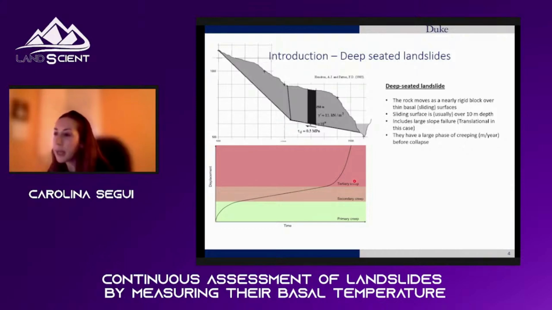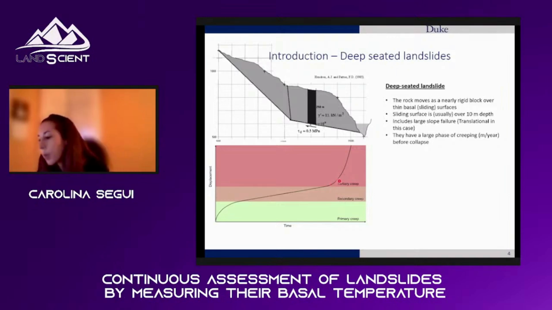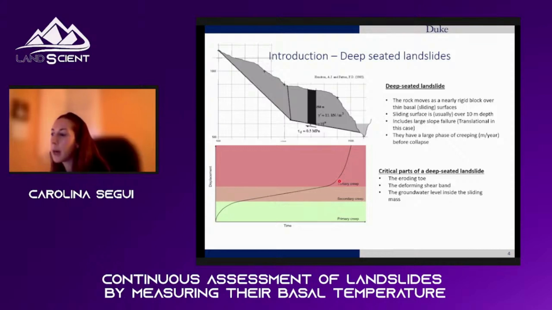So to better understand the mechanism of why the landslide turns from secondary to tertiary creep, we focus on the critical parts of a deep-seated landslide. The first one is the eroding toe. For example, if we have a river, it removes mass from the toe, which is the stabilizing part of the landslide. Then there's the deforming shear band, where all the kinematics happen, and then the groundwater level variations inside the sliding mass that give extra loading to the shear band.